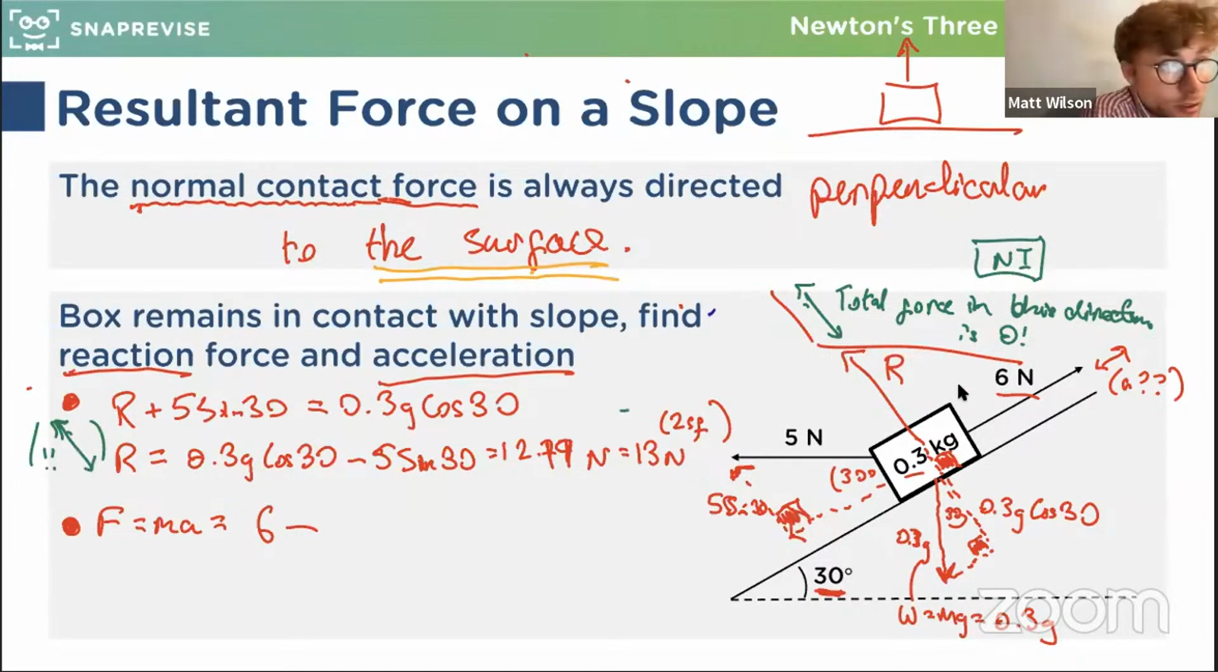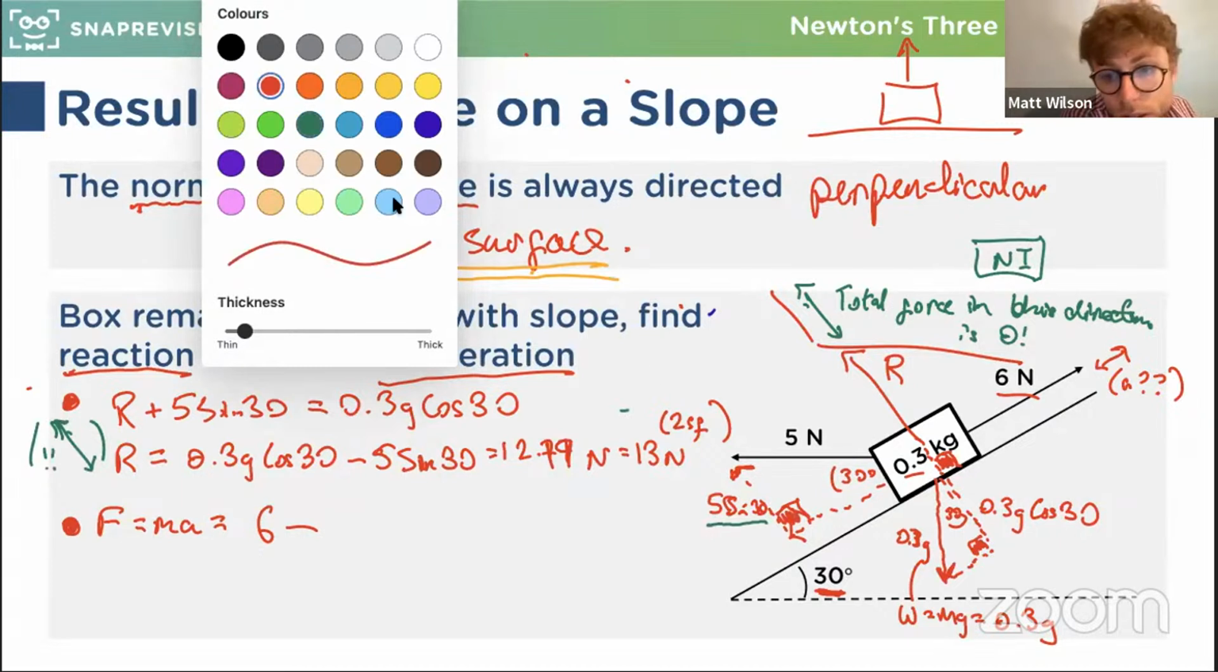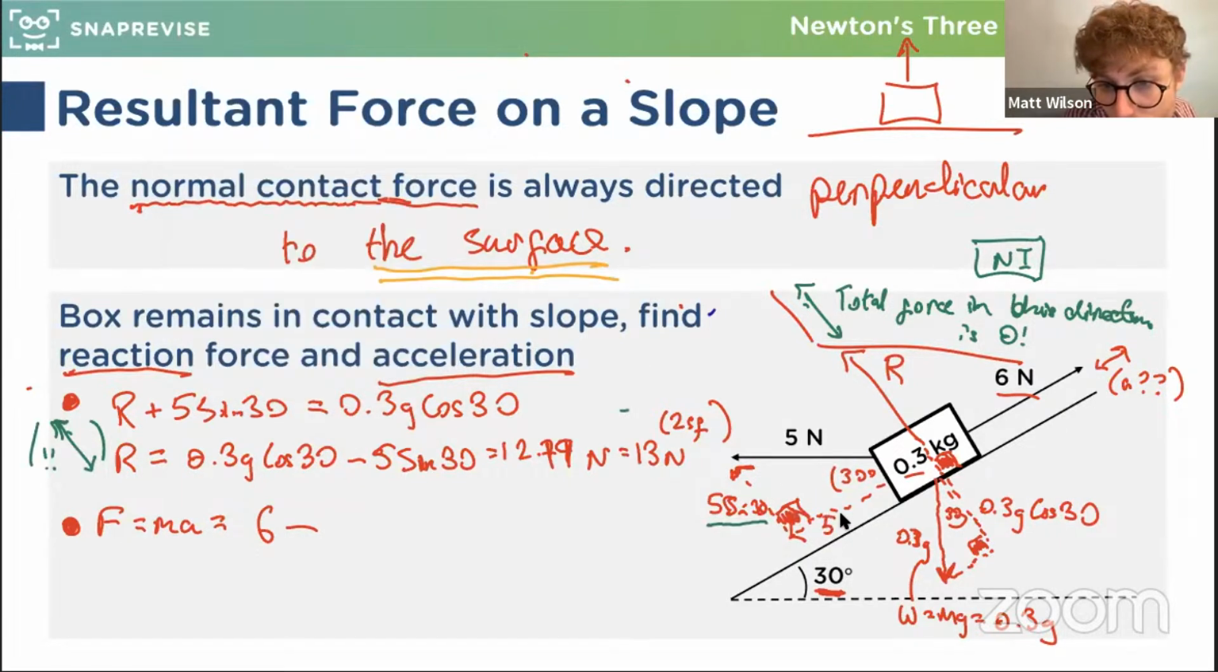And because this 6 Newton force is perpendicular to the direction I was calculating forces in, it doesn't count. So we only care about the forces that are parallel to this direction I care about. That's why, for instance, with the 5 Newton force, I cared about the 5 sine 30 bit, but I ignored the other bit in it. I ignored this 5 cos 30 bit. Why? Because the 5 cos 30 is perpendicular to the direction I cared about. Does that make sense?